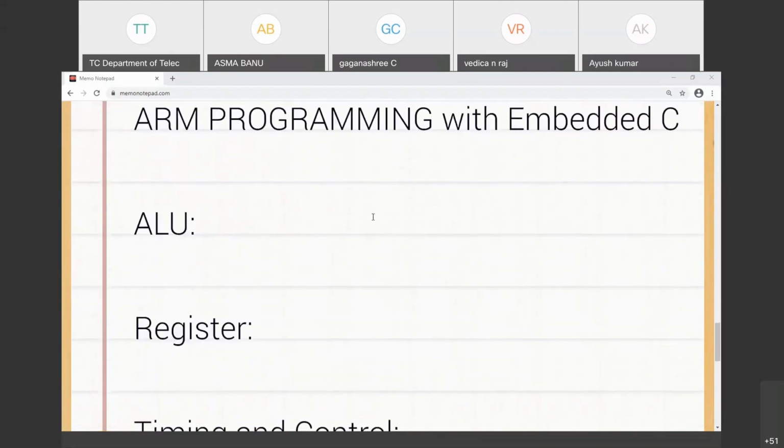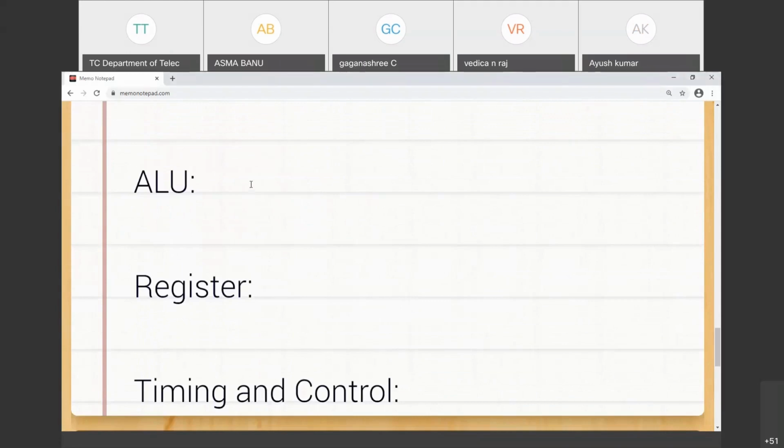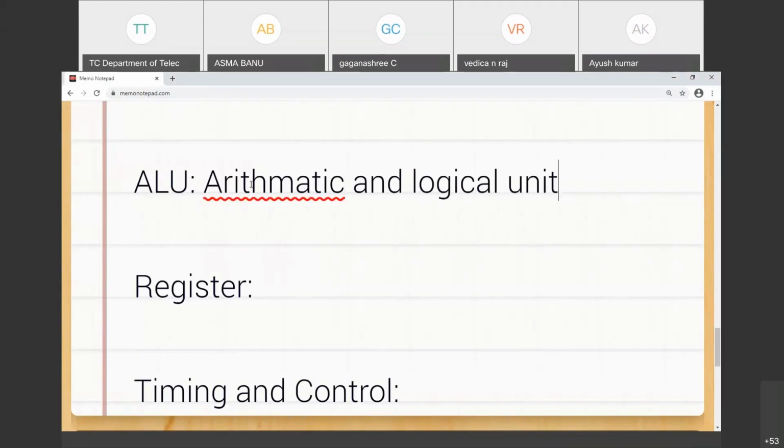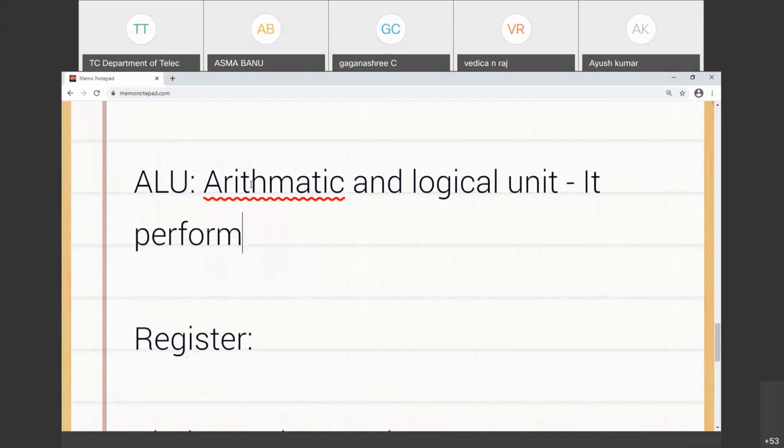So now, if I say any microcontroller, it has to have blocks. You write these things in blocks. A microcontroller or microprocessor has to have minimum blocks like this. What is ALU? It is nothing but arithmetic and logical unit. What does it do? It performs arithmetic and logical operations.